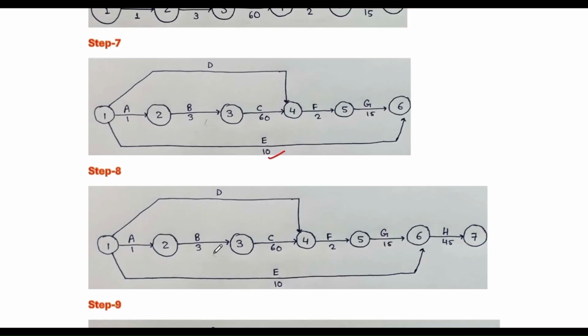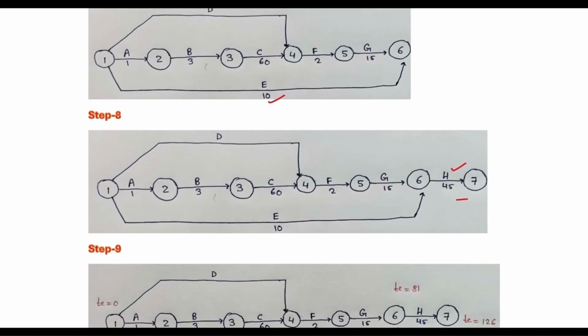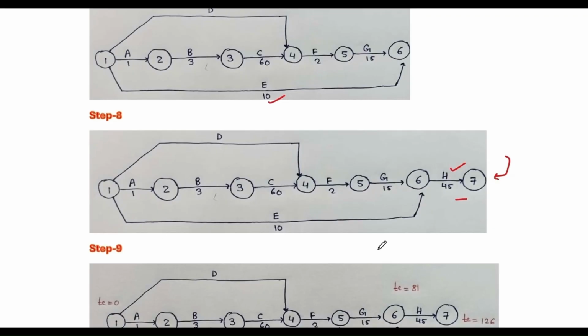Step 8. Further we create node 6 to node 7, activity H, and the time is 45 minutes. Node 7 is our finish event. Now our network diagram is complete.